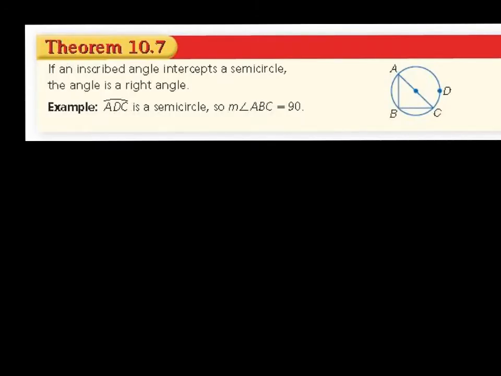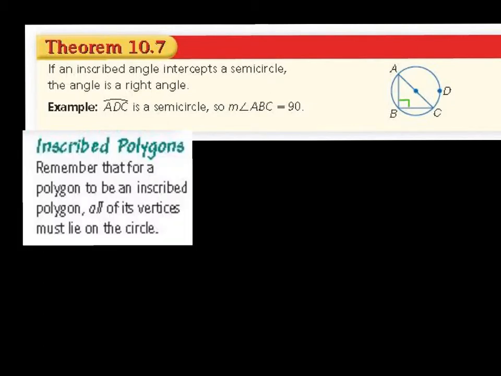If an inscribed angle intercepts a semicircle, then half of 180 would be 90, so it's going to end up being a right angle. And here's just a little reminder. Remember that for a polygon to be inscribed, all of its vertices must lie on the circle.